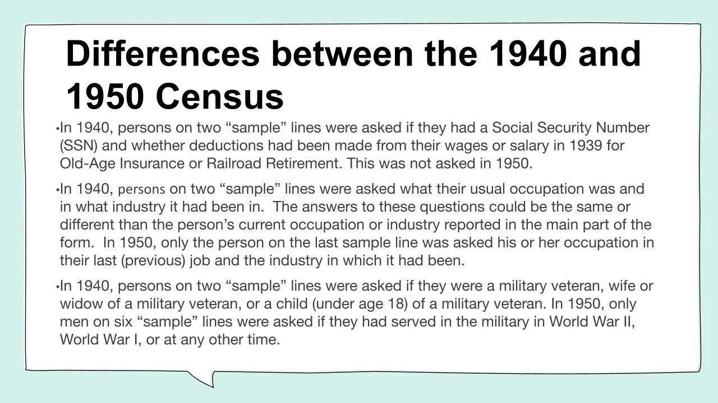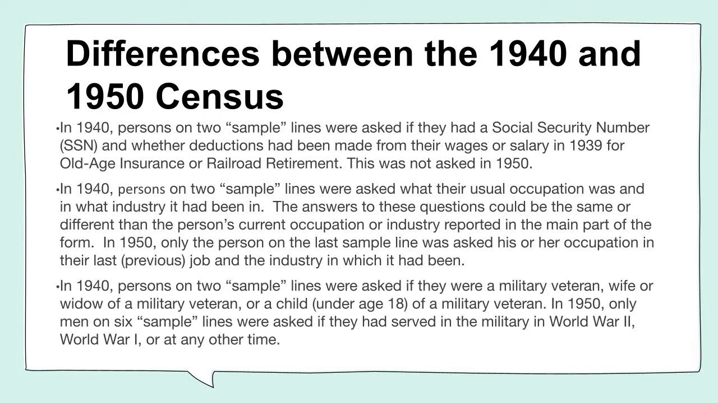In 1940, 2 persons on the sample lines were asked if they had a Social Security number and whether deductions had been made from their wages or salary in 1939 for old age insurance or railroad retirement. This was not asked in 1950. In 1940, persons on the two sample lines were asked what their usual occupation was and what industry it had been in. The answers to these questions could be the same or different than the person's current occupation or industry reported on the main part of the form.